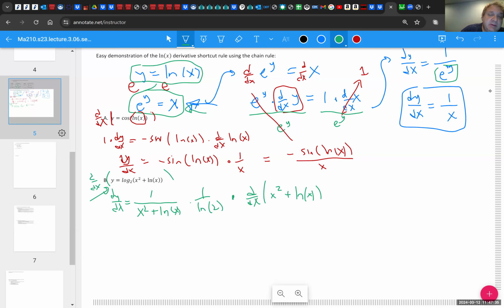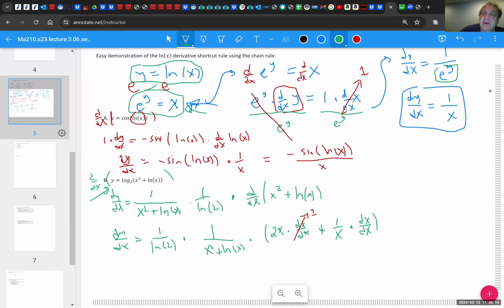So dy dx, honestly, I'll write the number in front, and then I'll write the 1 over x squared plus ln x fraction next. And then to differentiate this thing, I have the derivative of x squared, which is 2x times dx, which is completely unnecessary since you all know that that's just going to disappear. And then I'm going to be adding in the derivative of ln x, and the derivative of ln x is 1 over x times the derivative of its variable. And once again, I'm just wasting time by writing dx.